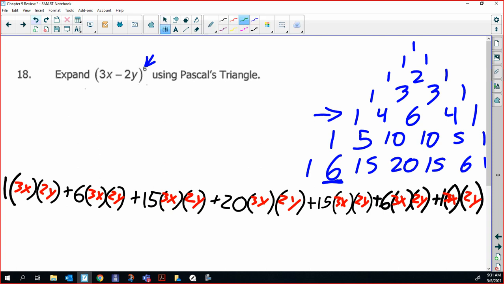And then we fill in the exponents. The first term starts at 6 and counts down. The second term starts at 0 and counts up. Oh, I didn't write the negative in it. Thank you.